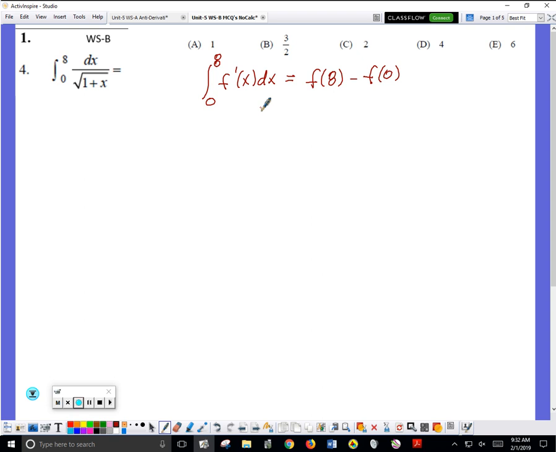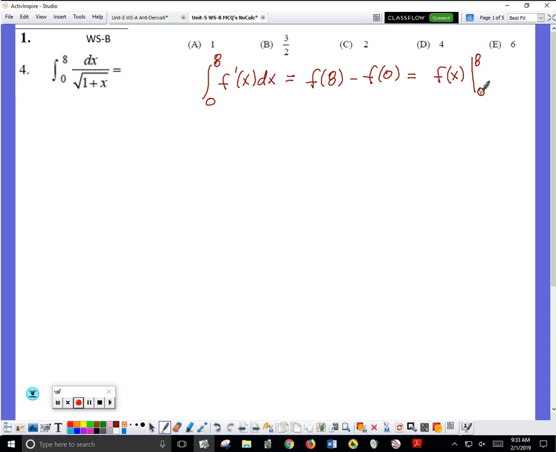Okay, one new idea is just notation. There's an alternate way to write this theorem. Instead of writing f of 8 subtract f of 0, you can write f of x bar 8 and 0. And it means the same thing. It's a shortcut way of writing it. This means take f of x, plug in 8, plug in 0, and subtract them. So these are the same thing. Just a different way of writing it that we're going to use today.